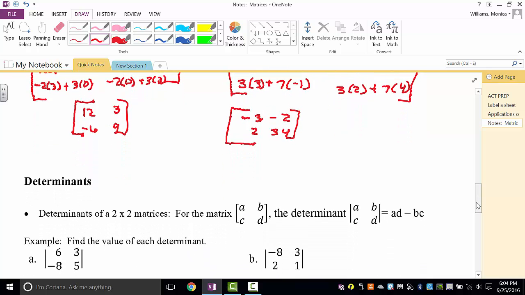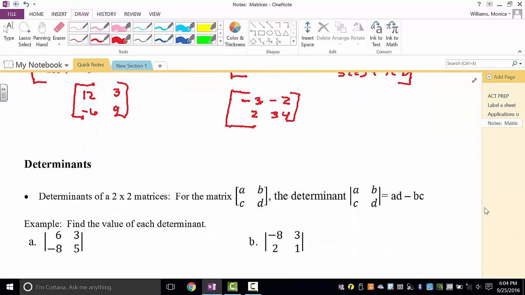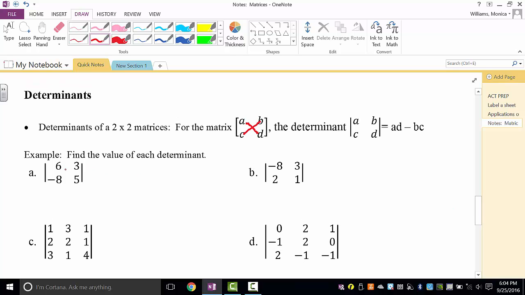The determinant of a matrix. To find the determinant of a matrix, you simply multiply your A times your D, then subtract your B times your C. So it's just cross multiplying for a 2 by 2 matrix. So here we have 6 times 5, 30, minus 3 times negative 8 is negative 24. 30 minus a negative 24 is 54. Negative 8 times 1 minus 3 times 2, 6. I guess that's negative 14.